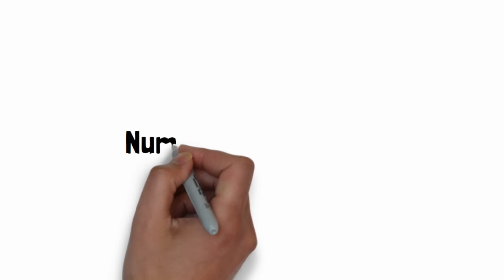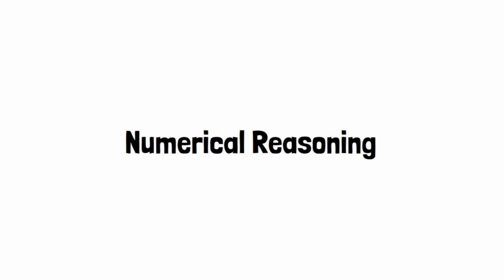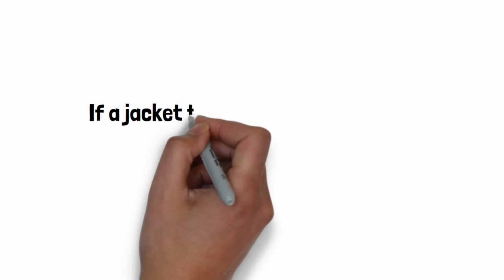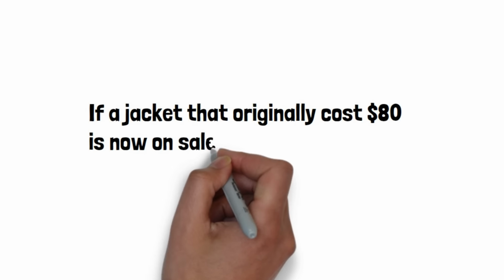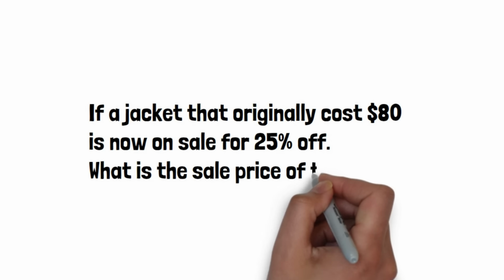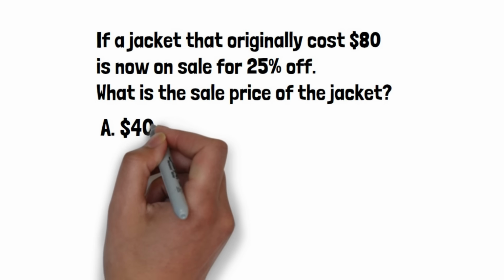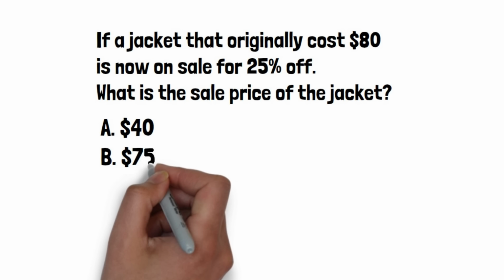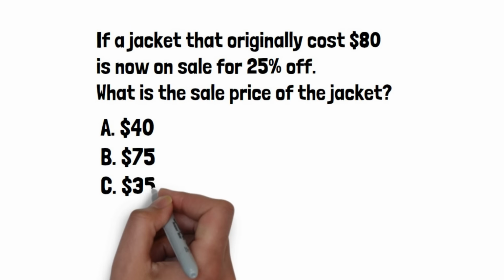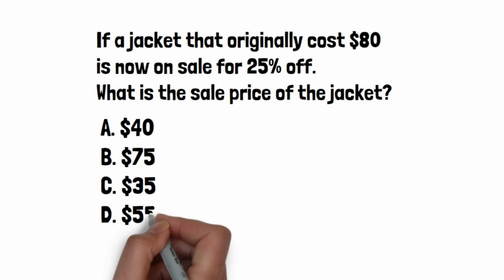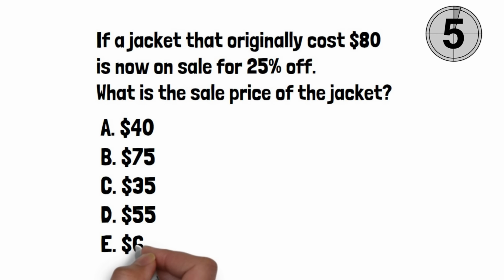Next is numerical reasoning under Logiks General Intermediate test, where you'll face 16 questions in 4 minutes. This section assesses your ability to interpret numerical data and solve basic math problems. Sample question: if a jacket that originally cost $80 is now on sale for 25% off, what is the sale price of the jacket? Option A, $40. Option B, $75. Option C, $35. Option D, $55. Option E, $60.